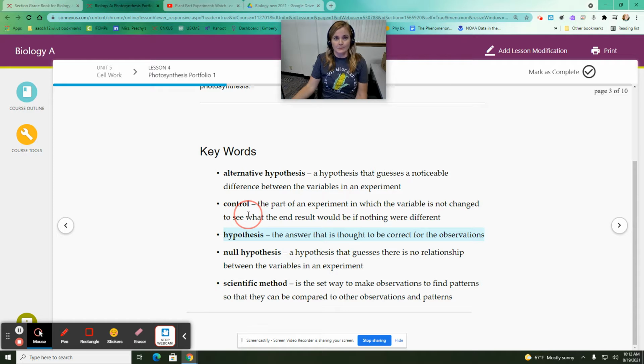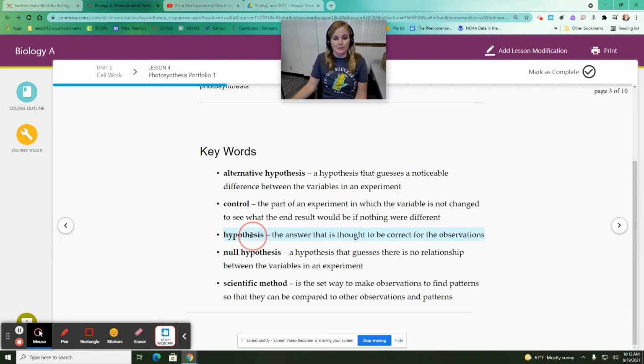When you are doing an experiment, it is completely okay to be wrong. In fact, in science, you're more oftentimes going to be wrong than you are going to be right. So if you end up with a null hypothesis or an alternative hypothesis instead of one that is supported, don't panic. That's completely normal. That's kind of what science is. A lot of it can be trial and error in a lot of ways.